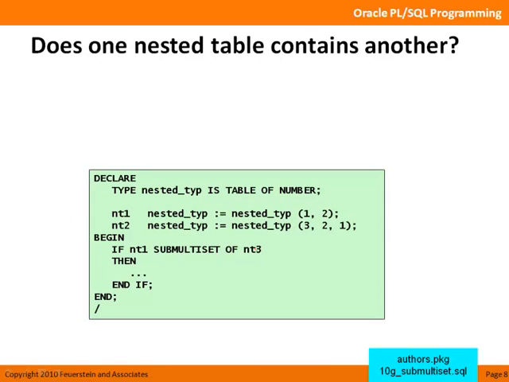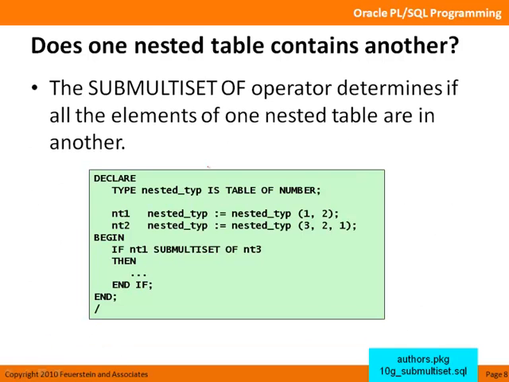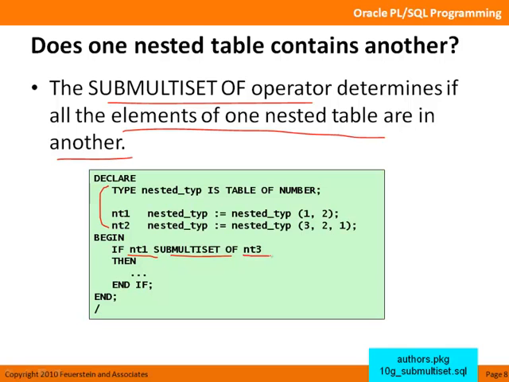Does one nested table contain another? The sub-multiset of operator determines if all the elements of one nested table are in another nested table. Simple syntax, declare your nested tables and populate them, if this nested table is sub-multiset of that nested table. Let's take a look.